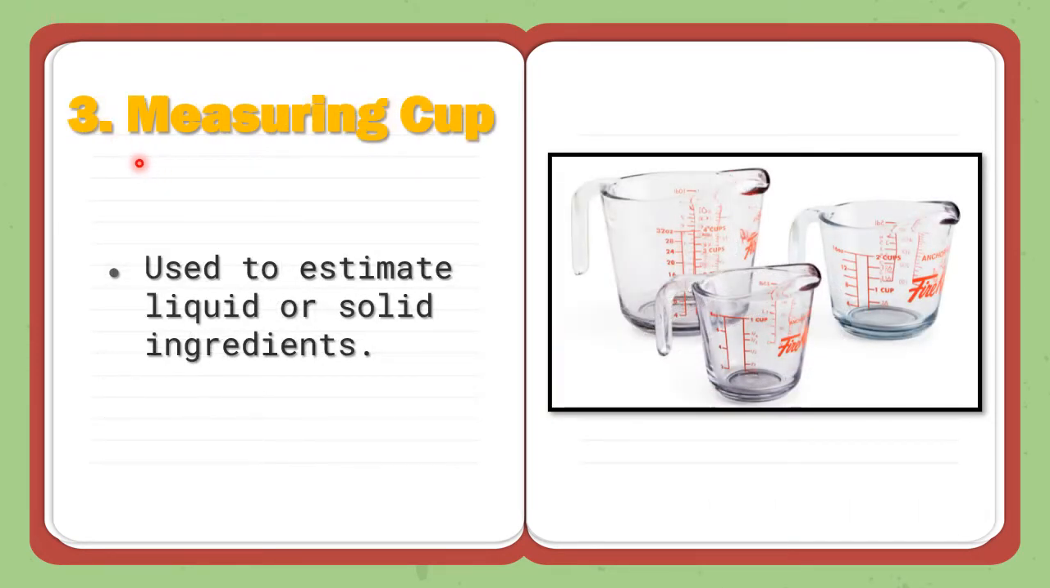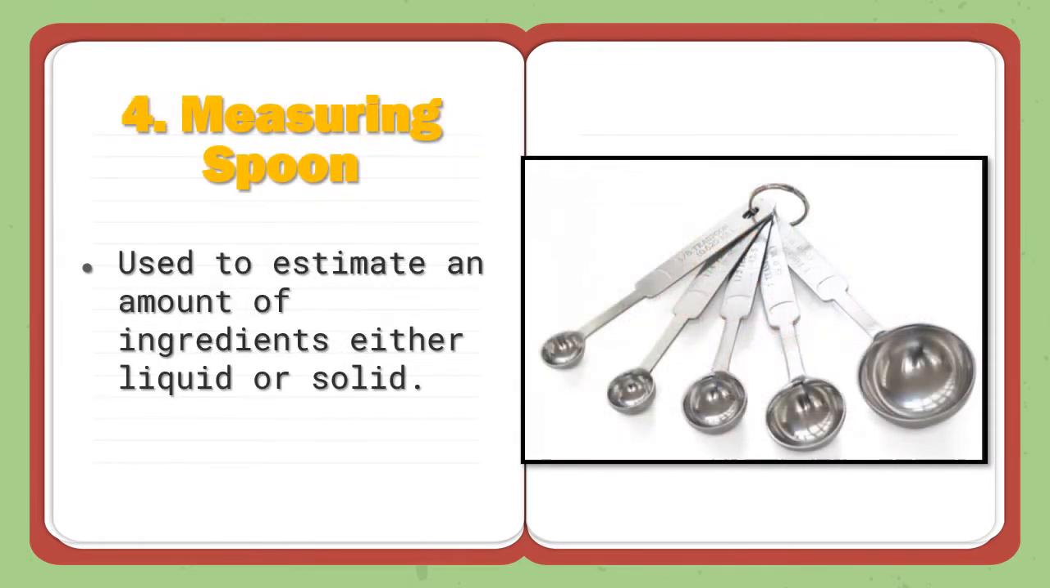Next, number 3, we have measuring cup. I know that you are also familiar with this tool. It is used to estimate liquid or solid ingredients. Next, number 4, we have measuring spoon. It is used to estimate an amount of ingredients, either liquid or solid. So it comes with different sizes.